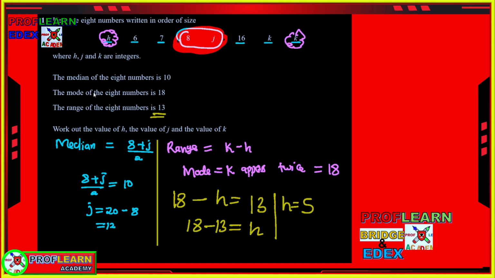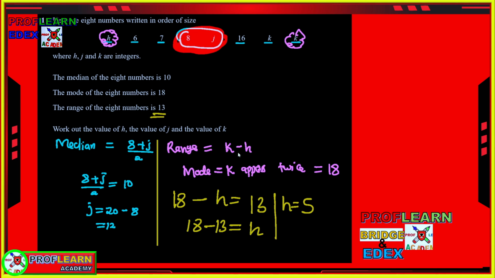And then we are told that the mode of the numbers is 18. So you can see H appears 1, 6 appears 1, 7 appears 1, 8 appears 1. We have a J that appears 1. We have 16 that appears 1. So we have 2 K's appearing here. Then it means that the mode is K, and that K is equal to 18. That's how I was able to arrive at this point.